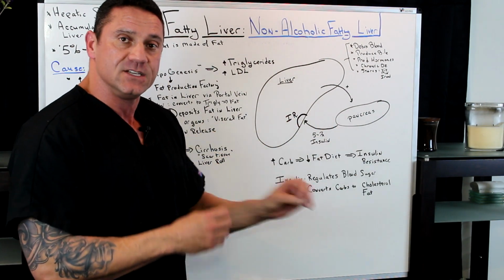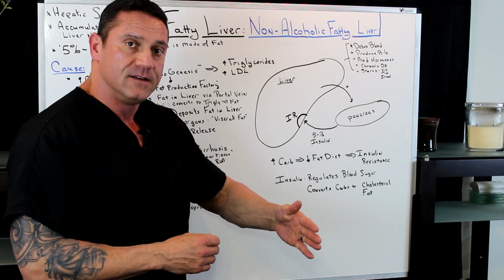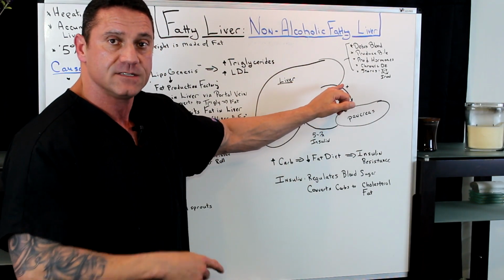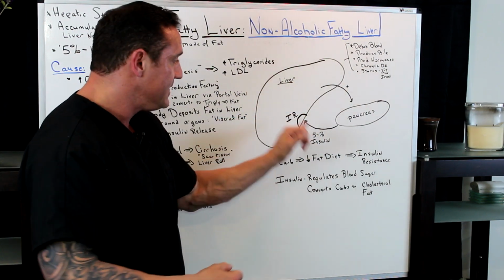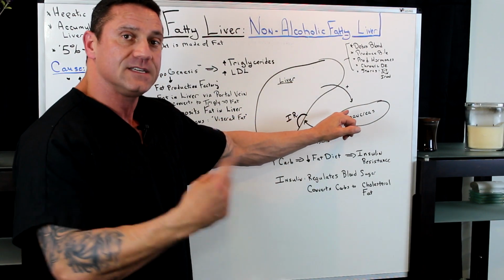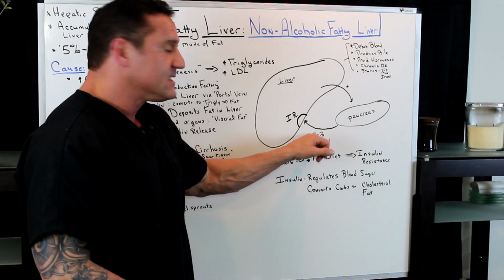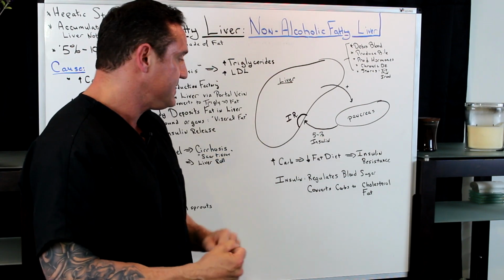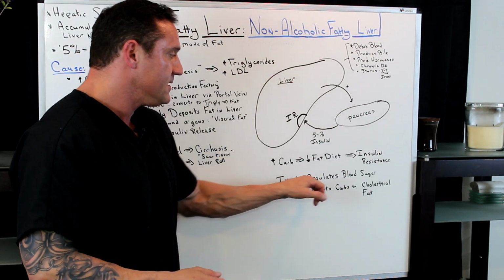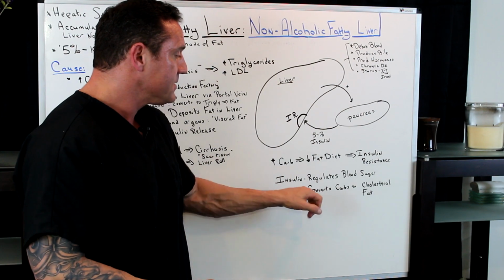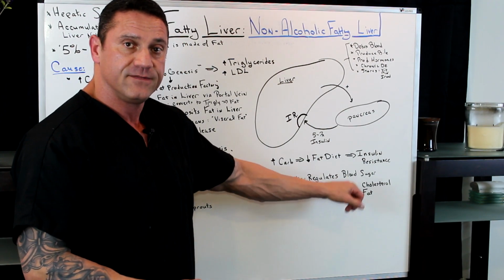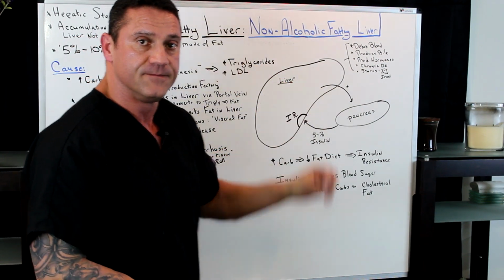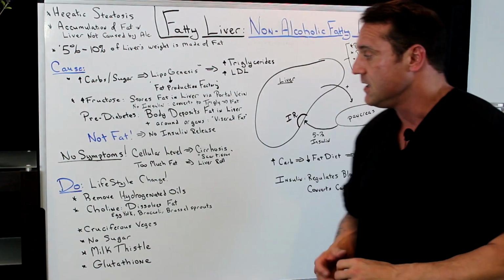Basically, insulin cannot get into the cell. It's like a blockade. Then the liver sends a signal to the pancreas to release more insulin because it's not coming into the liver. So the pancreas increases its release of insulin anywhere from 5 to 7 times. And this is where you get insulin resistance, which is not good. It's a pre-diabetic state. Because remember, the function of insulin is to regulate blood sugar, and also to convert carbs to cholesterol and fat. And this is where you get non-alcoholic fatty liver through too many carbohydrates and sugars.